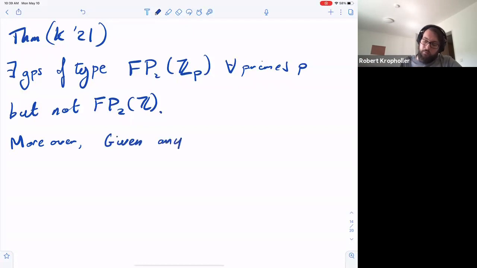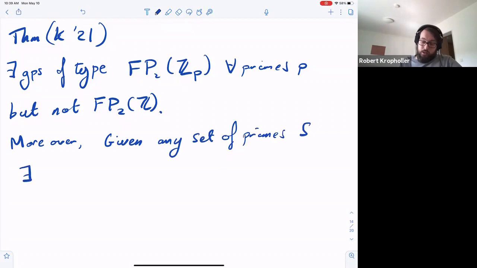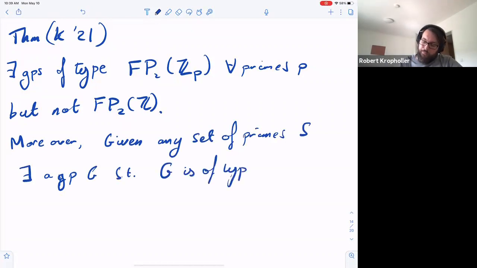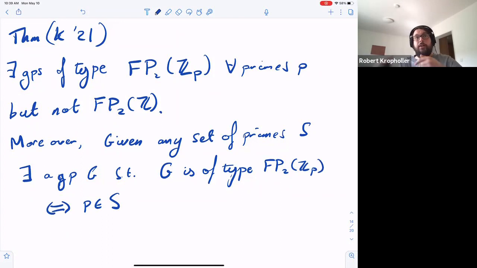given any set of primes S, there exists a group G such that G is of type FP2 over Z mod P if and only if P is in S. Right? So you can find groups which are of type FP2 over every prime, but not over the integers. But also, given any sequence of primes, you can find groups that are of type FP2 over that sequence, but not over things that aren't in your sequence, right? And so once again, if you go back to Bestvina and Brady, you can only successfully do this for finitely many primes. So this is adding in some infinite thing. Okay, so that's the result.